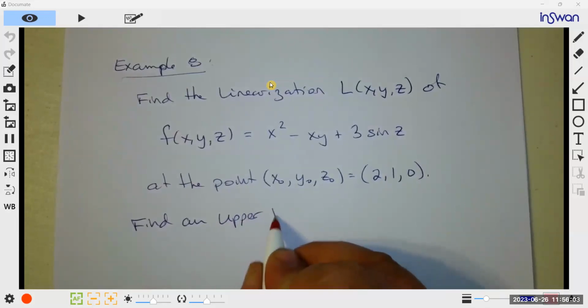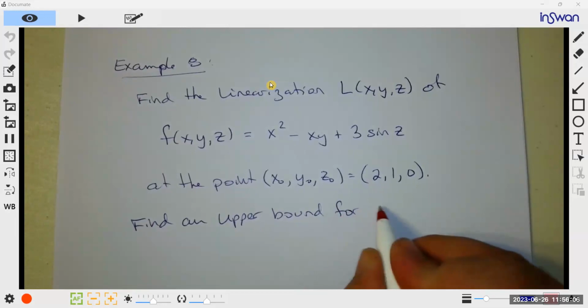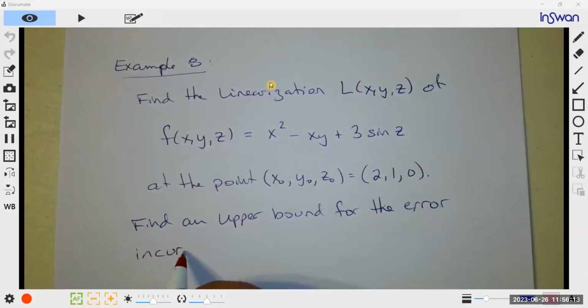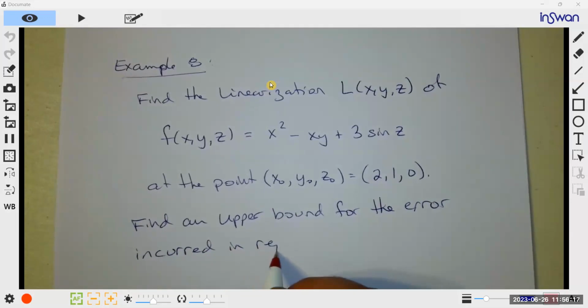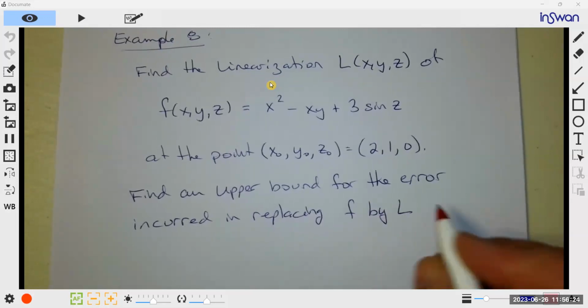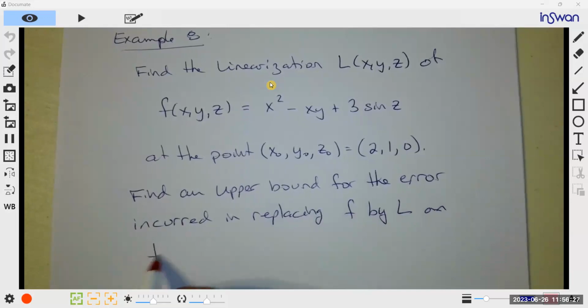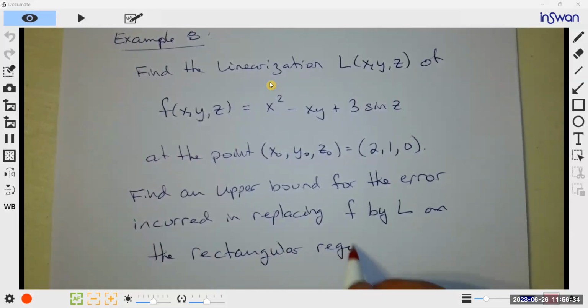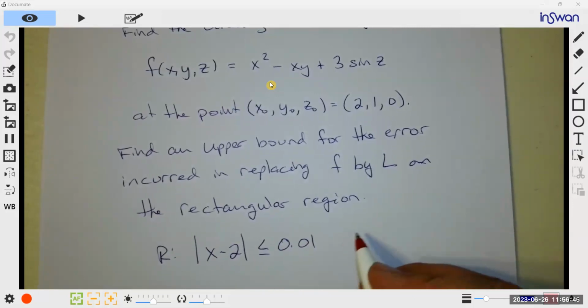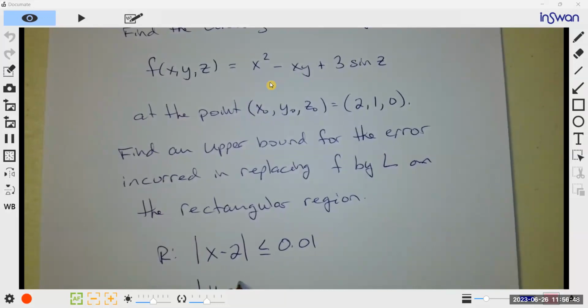Find an upper bound for the error incurred in replacing f by L on the rectangular region. So these are our bounds, our limits with respect to our inputs.